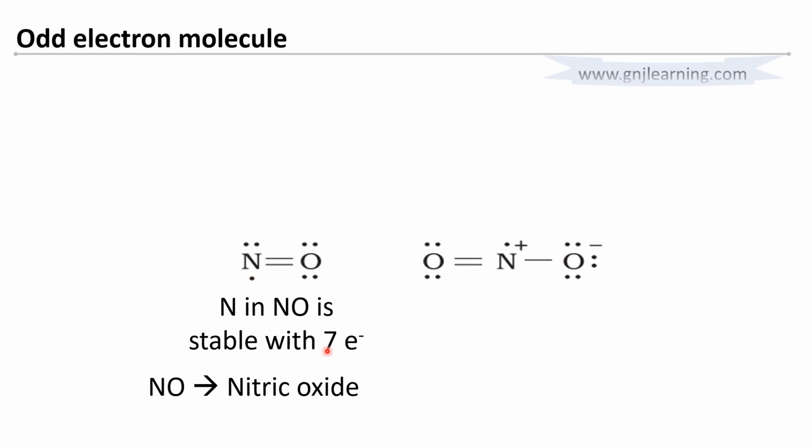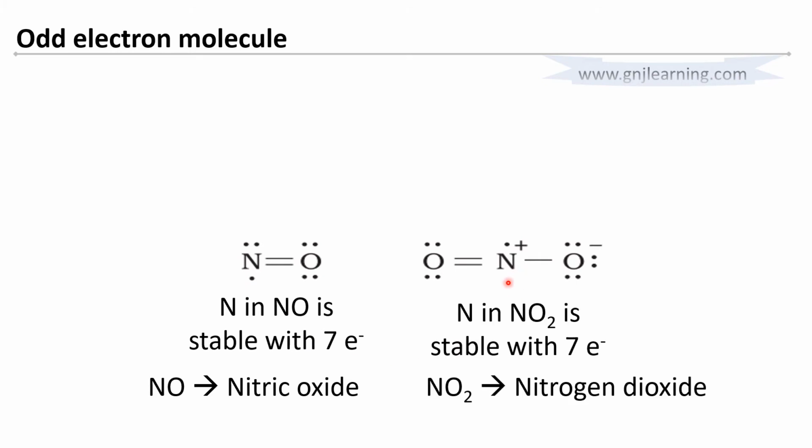This is also an example of incomplete octet, but not a real example. This is classified as an odd electron molecule. Clear? It is classified as an odd electron molecule, in which the nitrogen atom has an odd number of electrons, that is 7 electrons. Similar is the case with nitrogen dioxide. In nitrogen dioxide too there is an incomplete octet, but this type of incomplete octet with an odd number of electrons is termed an odd electron molecule.